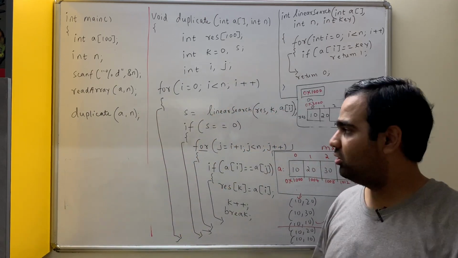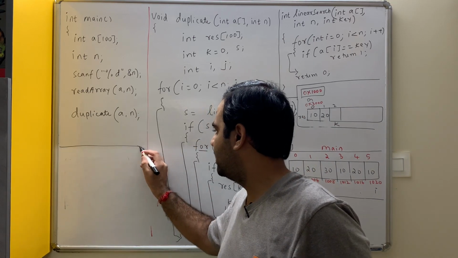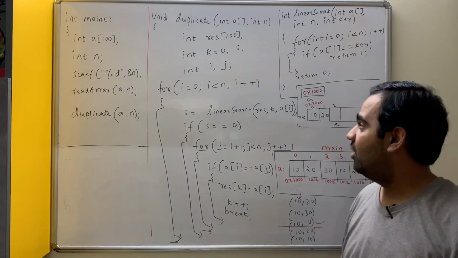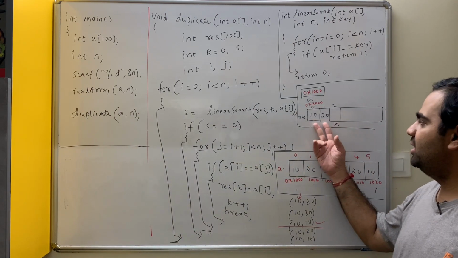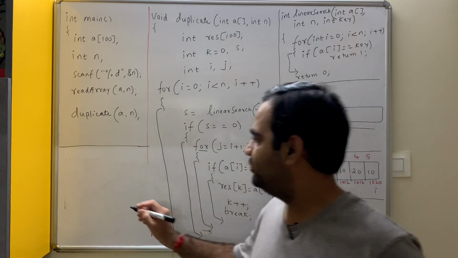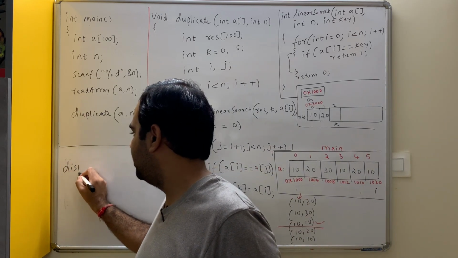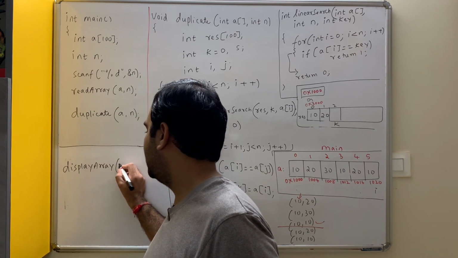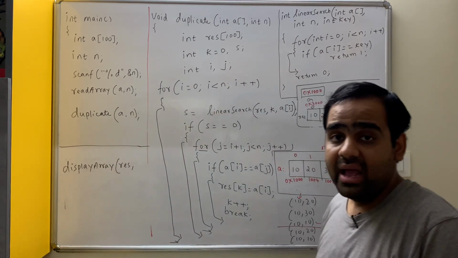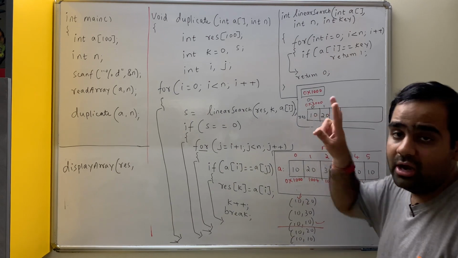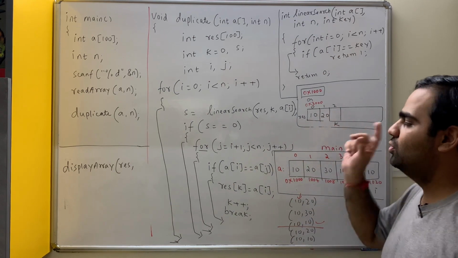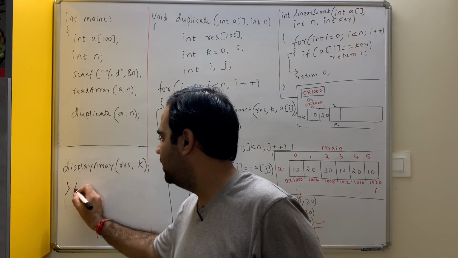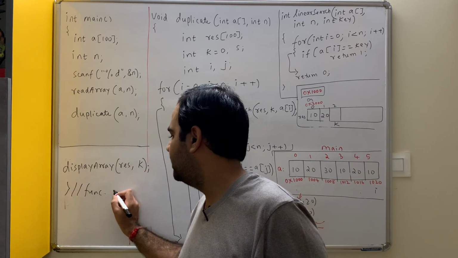Now after you come out of this for loop, what we need to do? I am continuing the code at this point. What you need to do is display the resultant array. Therefore which function will I call? I will call display array. Which array do I want to display? Resultant array. And how many elements are there in the resultant array? 2 elements. And what represents 2? K. There are k elements in the resultant array, and we stop the function duplicate.